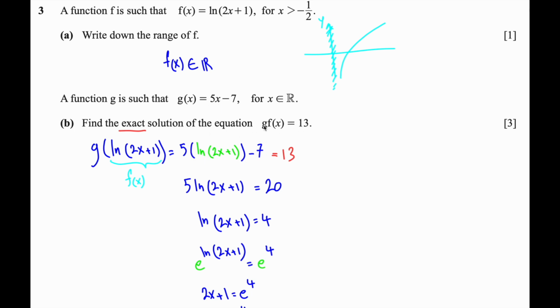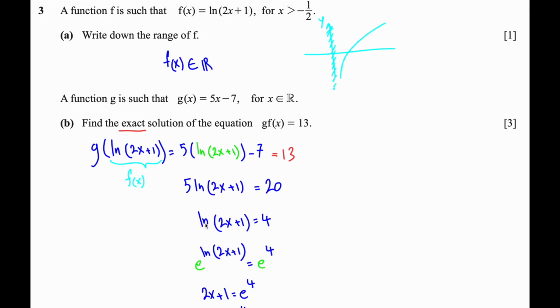And as the question mentioned, it has to be equal to 13. Now I've got myself an equation which x needs to be found. Of course, I bring 7 to the other side. I get 20. I divide both sides by 5 to get rid of the coefficient here. I get 4 on the right hand side.